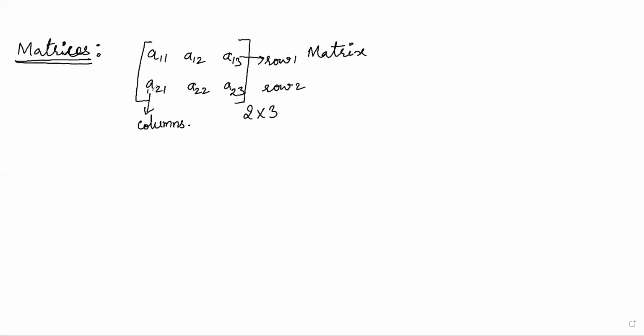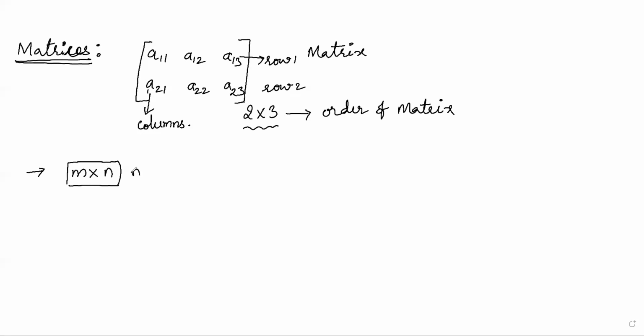Whenever we say matrix, immediately we should tell its order. This is called the order of the matrix. Here this matrix has two rows and three columns. Therefore, the order of the matrix is 2 by 3. Generally we represent the order of a matrix with M cross N, M by N. This is the dimension.